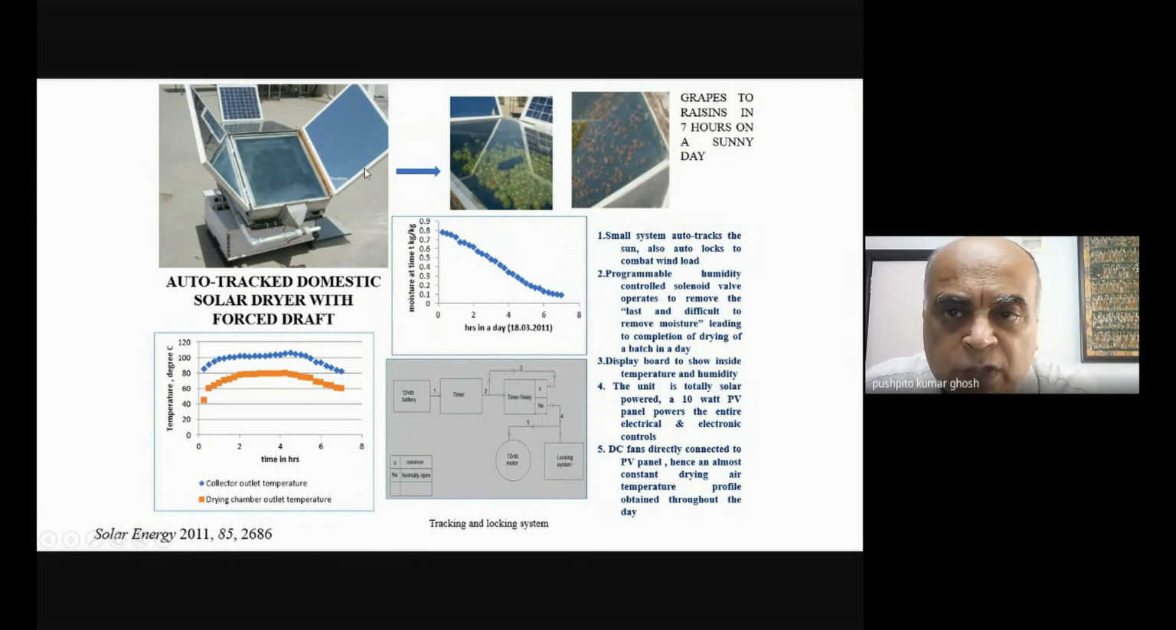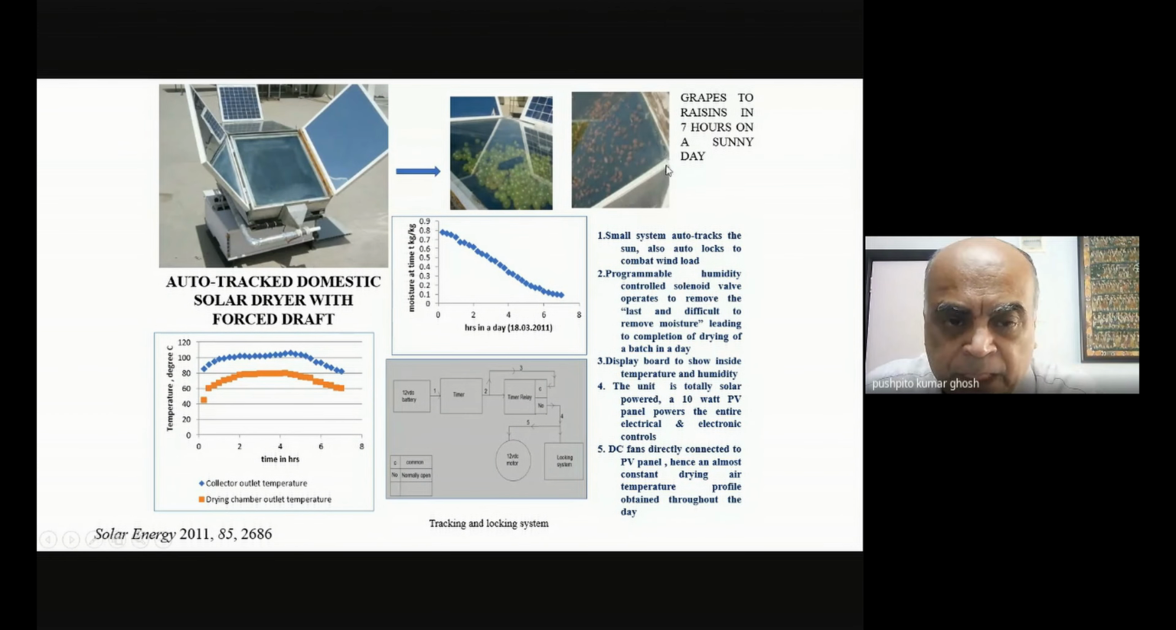But what you can see is, say in this unit, you put in grapes, and after 7 hours, they become raisins. It's not so easy to make raisins that fast, but you can actually do it over a day with this kind of a unit.